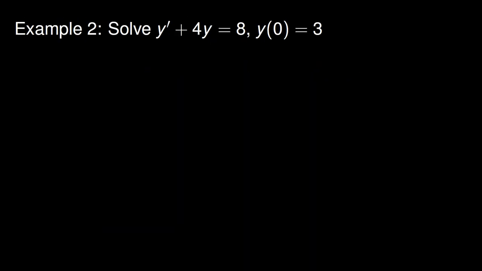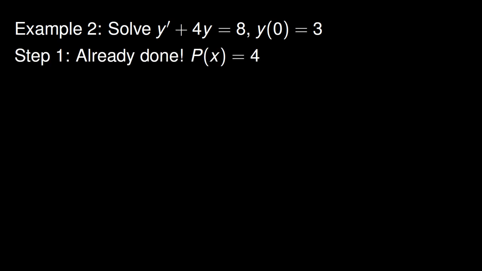Now, let's take a look at another example, and I'm going to point something else out that you may or may not have recognized about the integrating factor. So first of all, this is a linear first order differential equation. It's already in standard form, so we don't need to do anything. The p of x is equal to 4. And the next step is to find mu, which is e to the integral of p of x dx. In this case, it's e to the integral of 4, which is 4x.